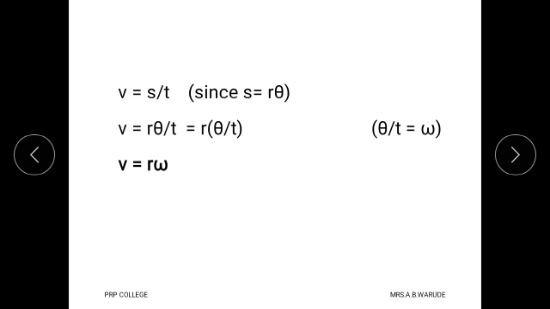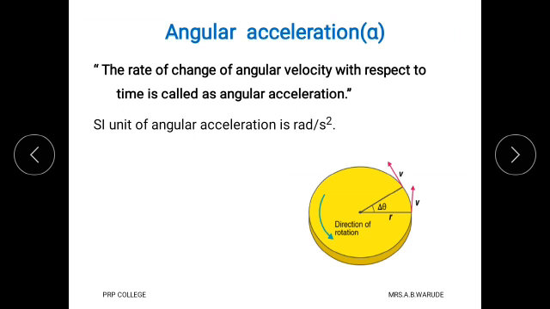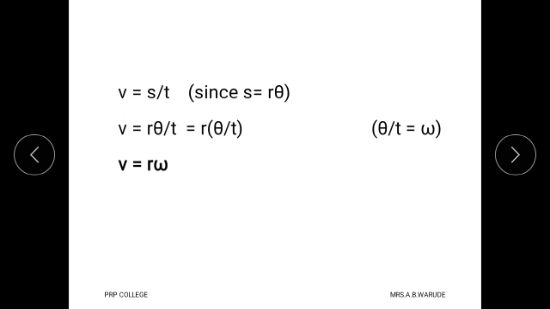Then we write the formula for linear velocity as displacement upon time. For displacement the symbol is s and for time the symbol is t. When we observe this diagram, it is observed that S equals r theta. And therefore the formula becomes V equals r theta upon t.